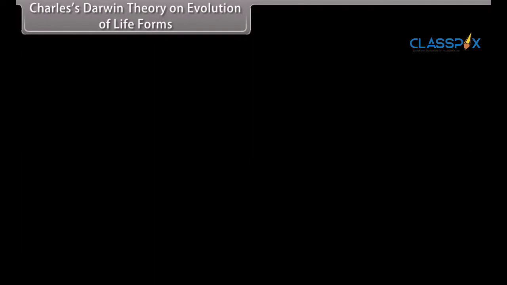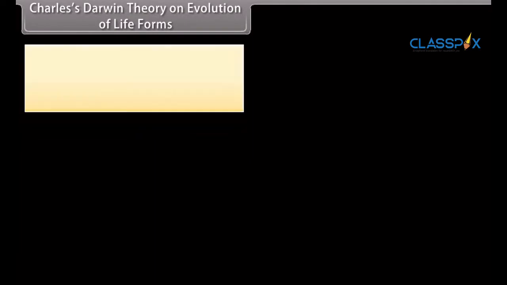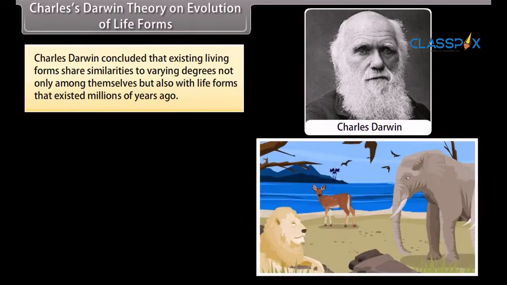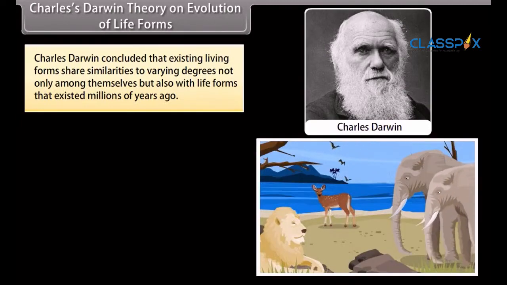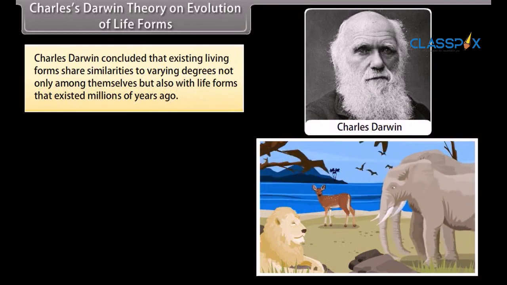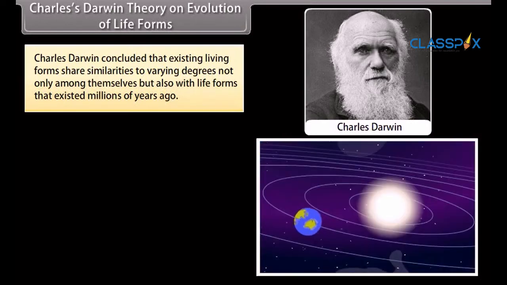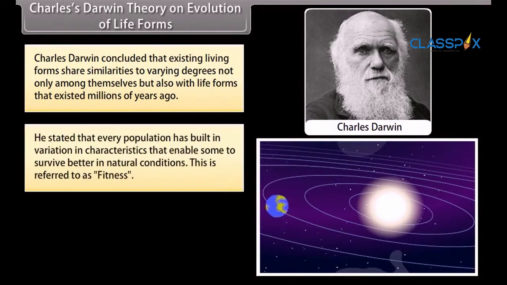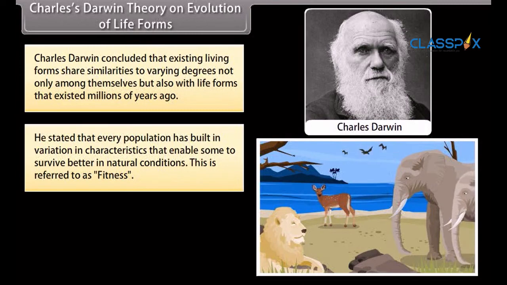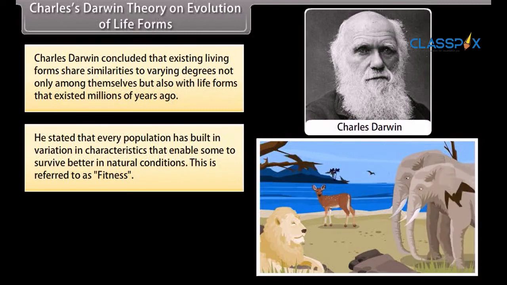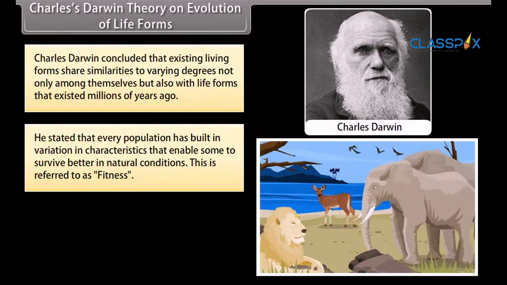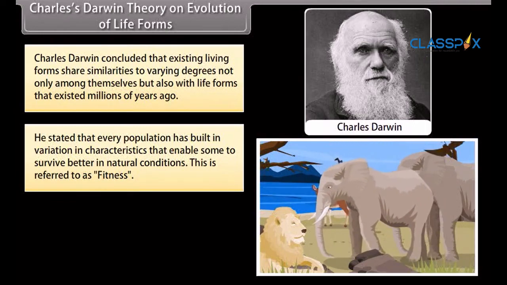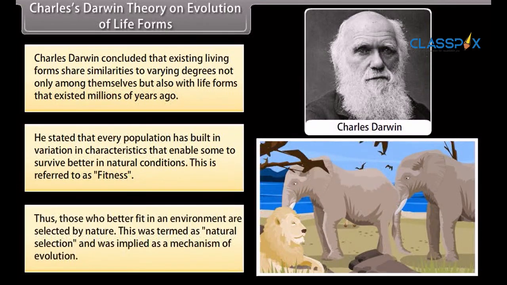Charles Darwin theory on evolution of life forms. Charles Darwin concluded that existing living forms share similarities to varying degrees not only among themselves but also with life forms that existed millions of years ago. He stated that every population has built-in variation in characteristics that enabled some to survive better in natural conditions. This is referred to as fitness. Thus, those who better fit in an environment are selected by nature. This was termed as natural selection and was implied as a mechanism of evolution.